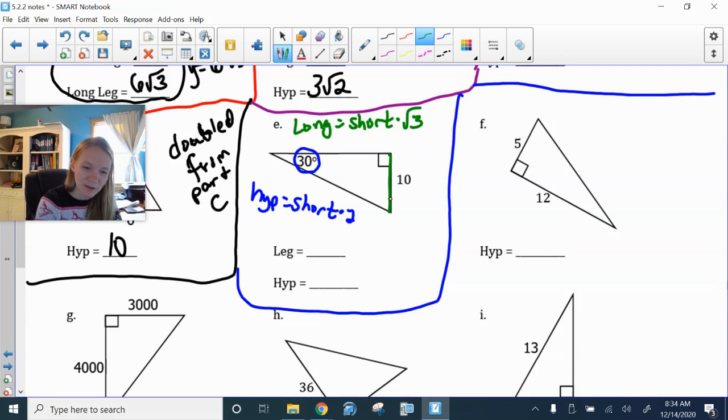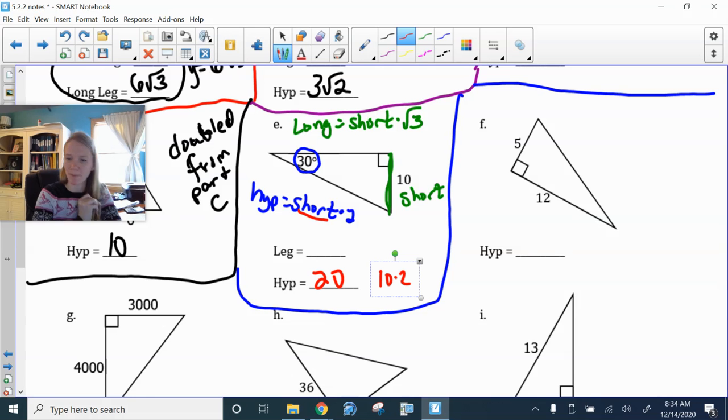So when we look at this picture, this 10 that they give us is the short side, which means we could pretty quickly, even in our brains, figure out our hypotenuse. It's just the short side times 2. So really it's just 10 times 2. Boom. Our hypotenuse is 20. The longer of the two sides is just the short side times the square root of 3. So it's just 10 times the square root of 3. And those won't combine at all.